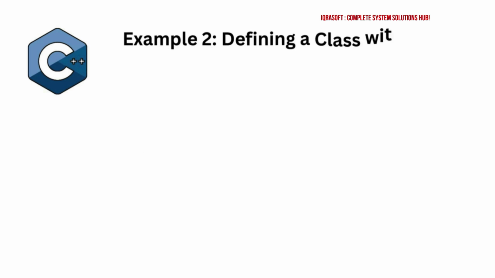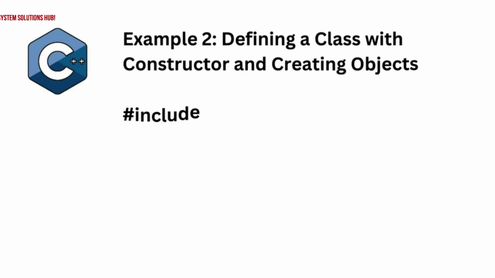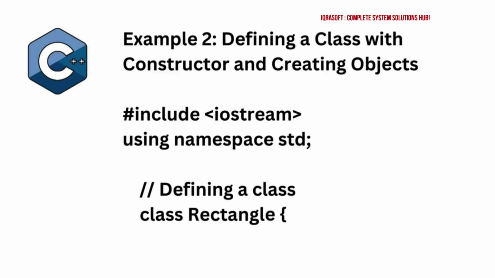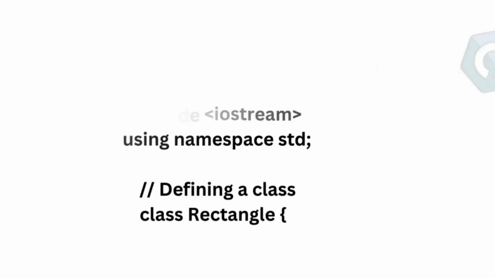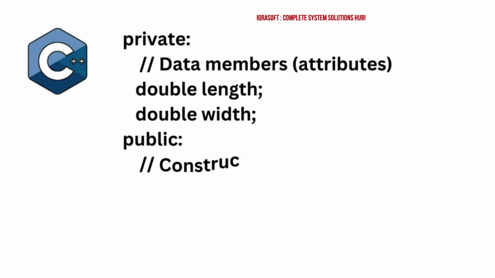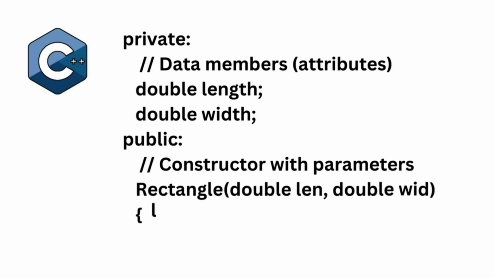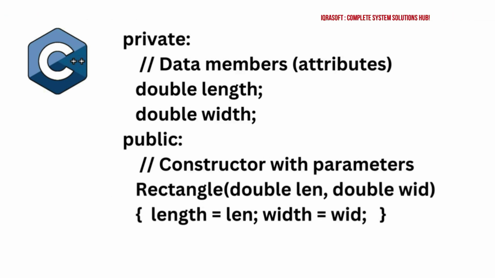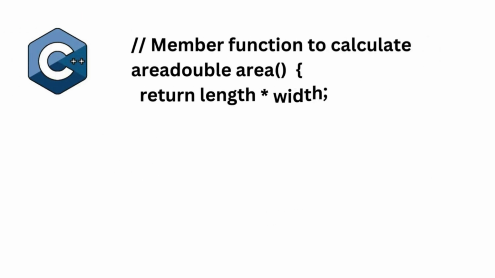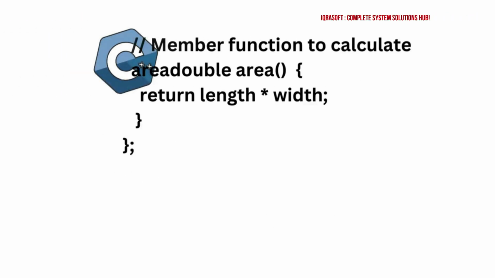Example 2. Defining a class with constructor and creating objects. #include <iostream>, using namespace std. Defining a class Rectangle. Private data members (attributes) double length, double width. Public constructor with parameters Rectangle(double len, double width), length = len, width = width. Member function to calculate area: double area, return length * width.